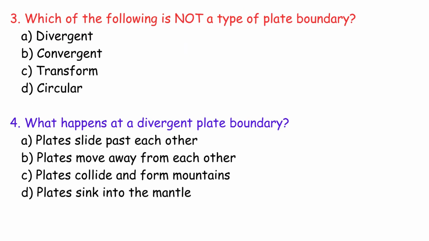3. Which of the following is not a type of plate boundary? A. Divergent. B. Convergent. C. Transform. D. Circular. 4. What happens at a divergent plate boundary? A. Plates slide past each other. B. Plates move away from each other. C. Plates collide and form mountains. D. Plates sink into the mantle.